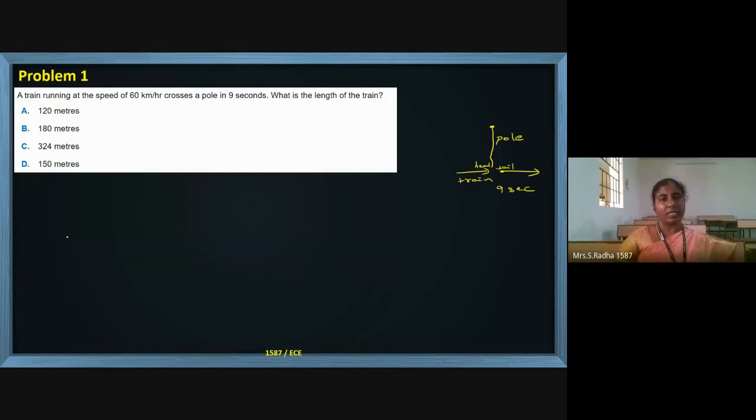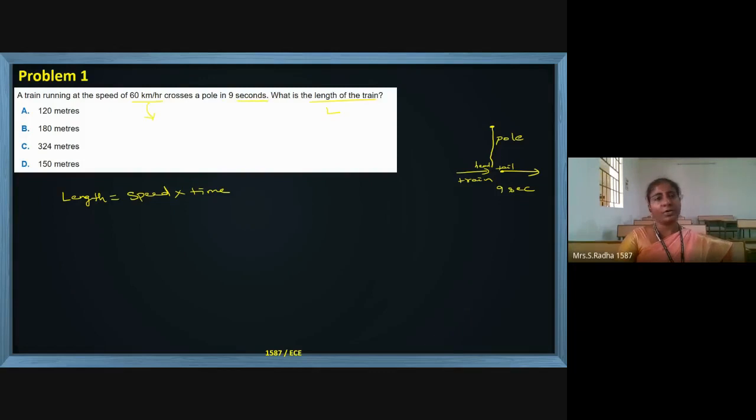What is the length of the train? I will assume the length of the train is L. The length of the pole is negligible, as I told. We are supposed to find the length, which can be taken as the distance. Distance is nothing but speed into time. The speed is given as 60 km per hour and the time is given in seconds, so I will change this to meter per second.